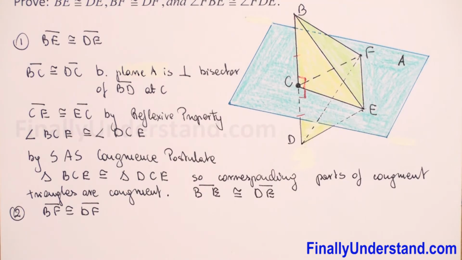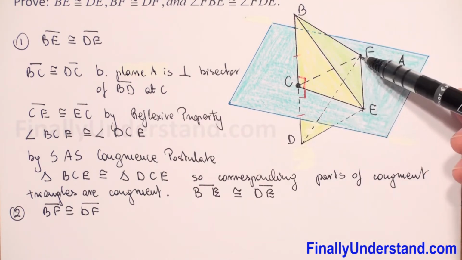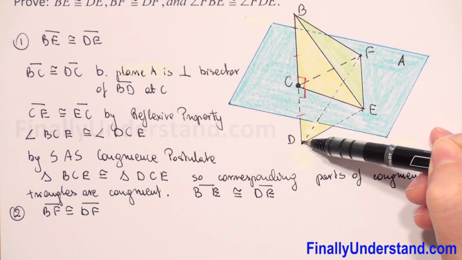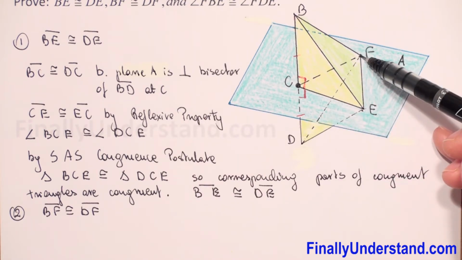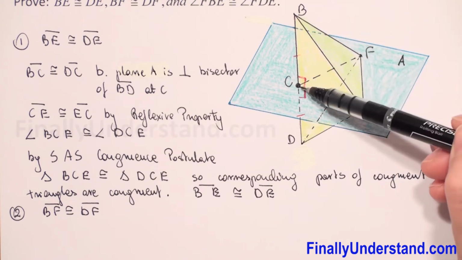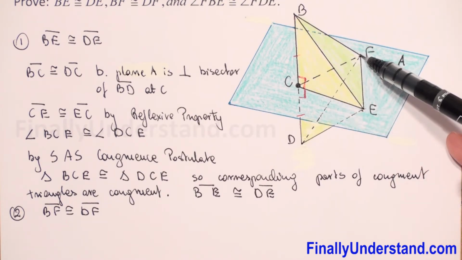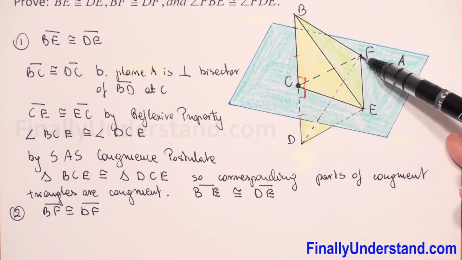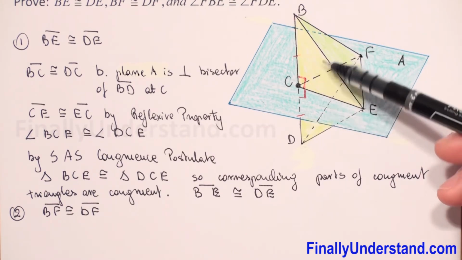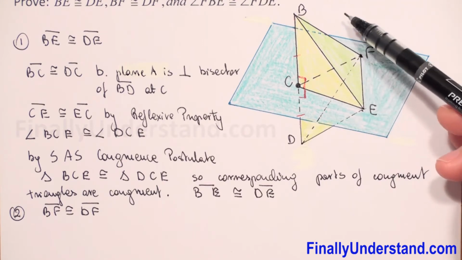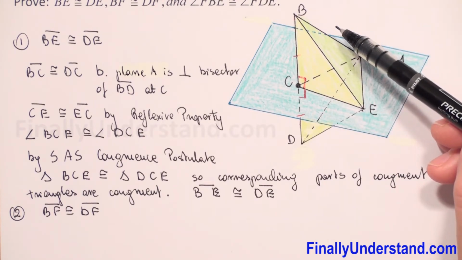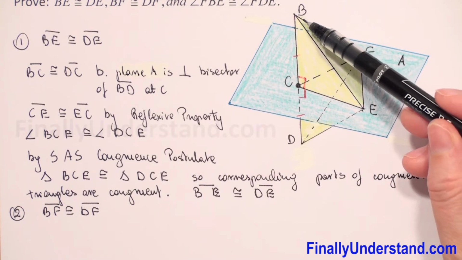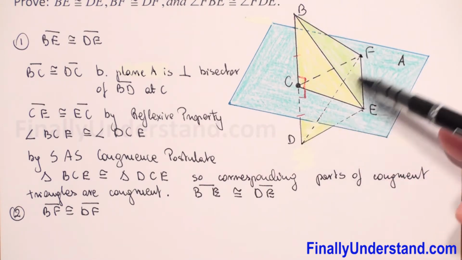So now we have to show that BF segment is congruent to DF. Again, we will show that triangle BCF is congruent to triangle DCF. And if we show that these two triangles are congruent, then corresponding parts of congruent triangles are congruent. So it means that BF is congruent to DF.